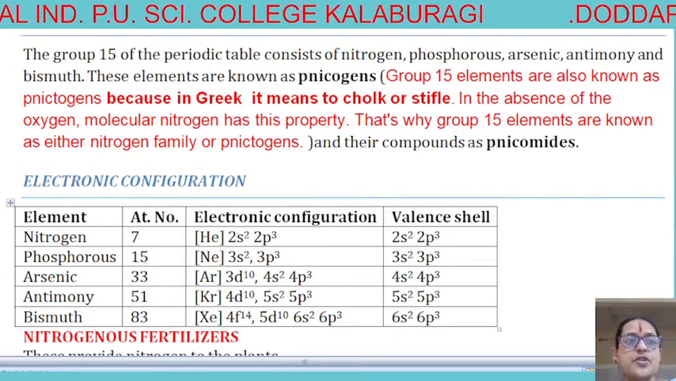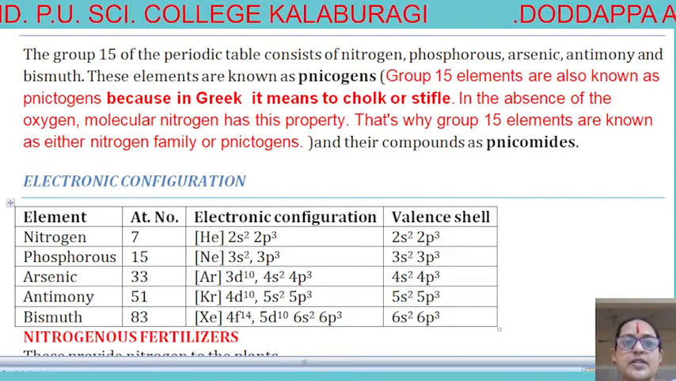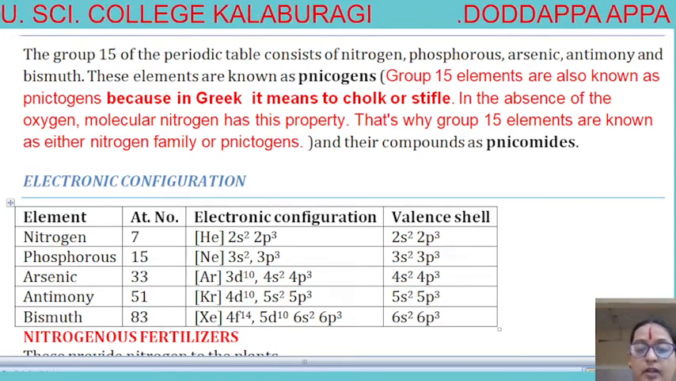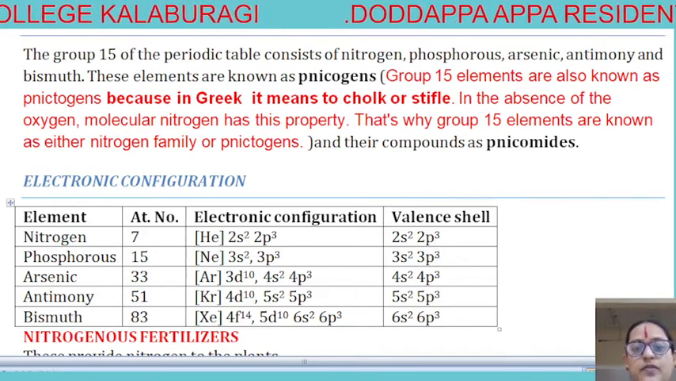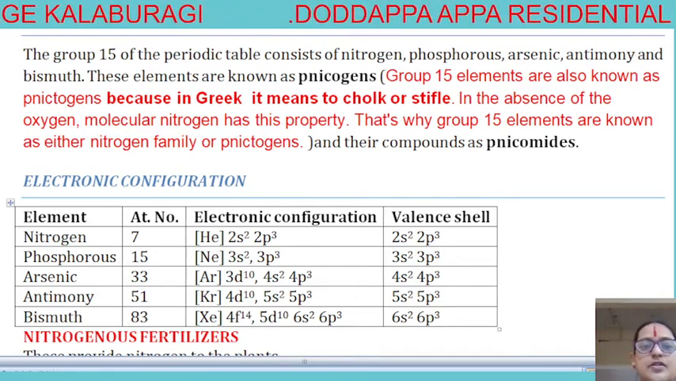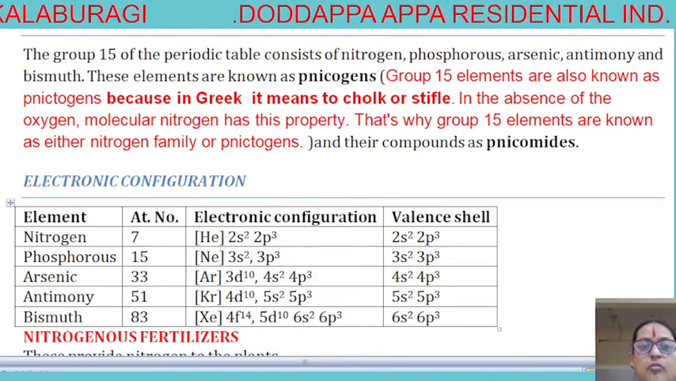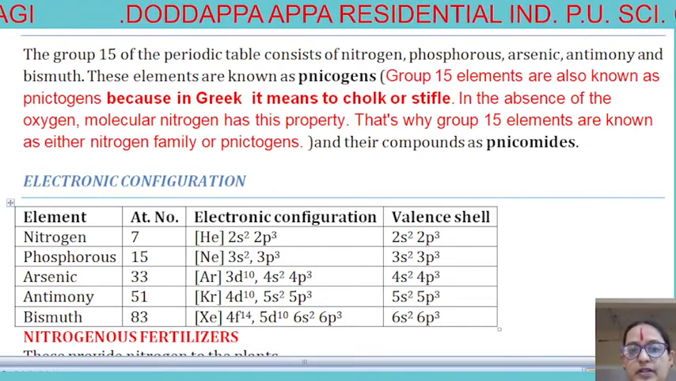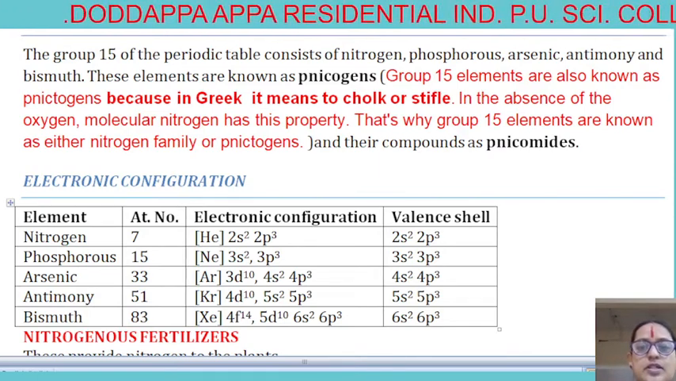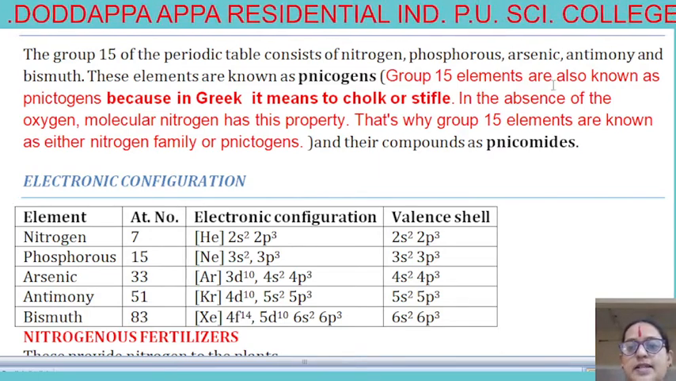Why? Because nitrogen is the head of the family, the first member of the family. These are together also called pnictogens. Why pnictogens? Because in the absence of oxygen, molecular nitrogen has a property to choke, to stifle, that means to suffocate. So their compounds are also called pnictides.